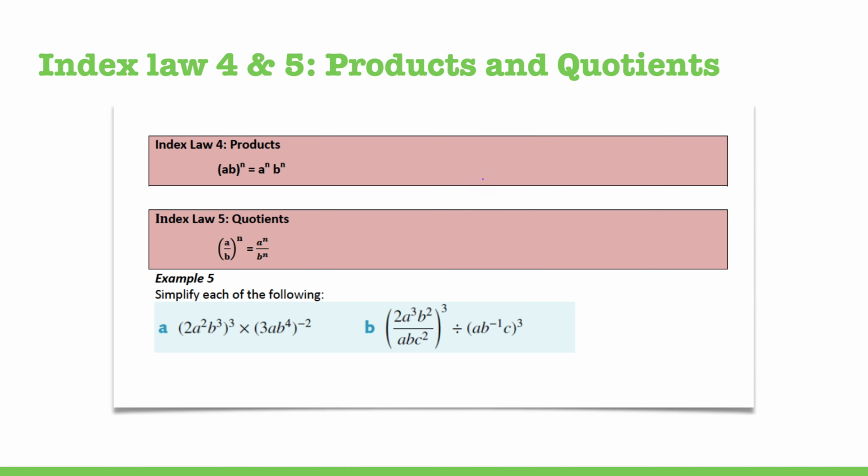The next law is products and quotients. So we have come across this before, but the general idea is that every single number within the bracket is raised to the power. So here I've got a to the power of n and b to the power of n, and same idea at the bottom, a to the power of n, b to the power of n. So now we just need to simplify this. I will be raising every single number to the power of 3. 2 times 3 is 6, 3 times 3 is 9.